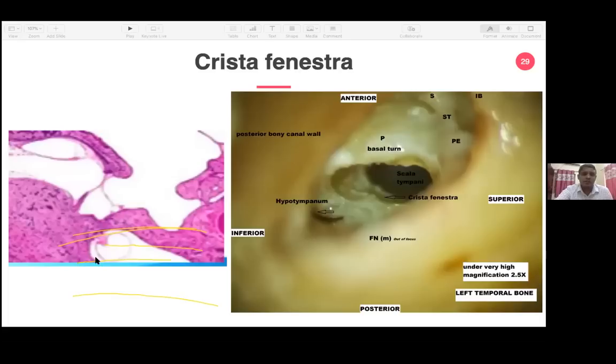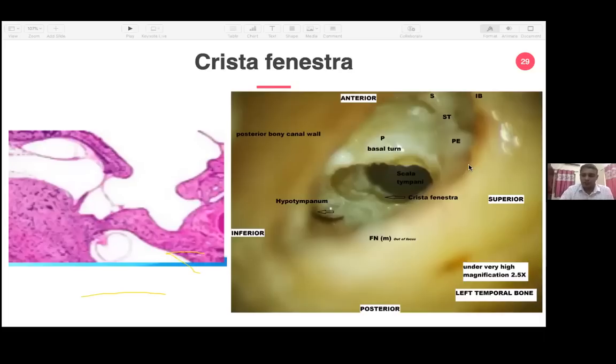Somebody is pointing here. This is the posterior semicircular canal. So this is the crista fenestra, a bony ledge in the antero-inferior region. This is anterior, this is posterior, this is superior, this is inferior. So this is antero-inferior, where the round window membrane gets attached. If this is very prominent, the electrode insertion will be deflected like that, go and hit the osseous spiral lamina, and may fracture it, entering the scala vestibuli.